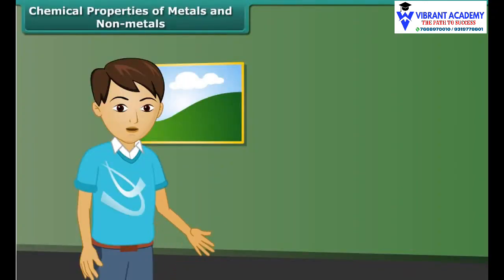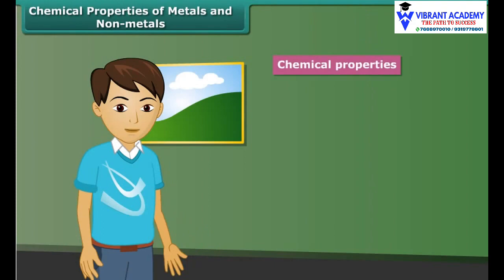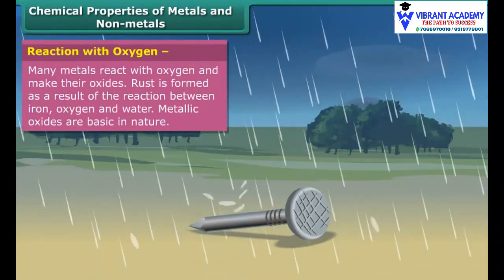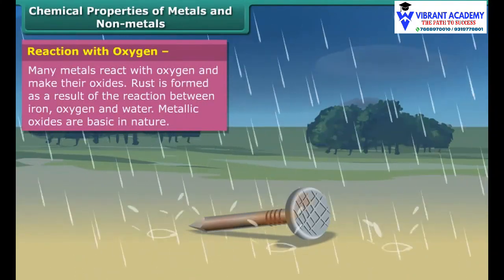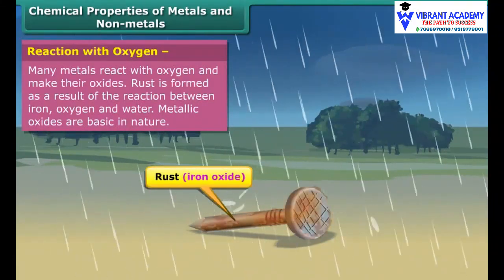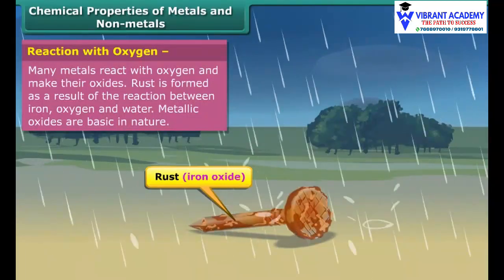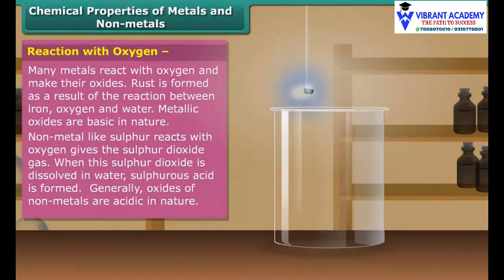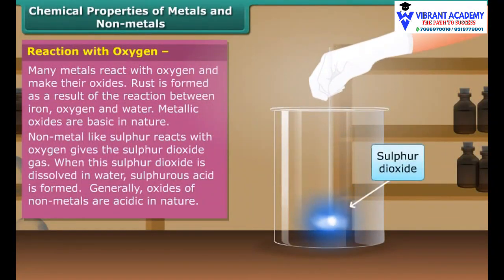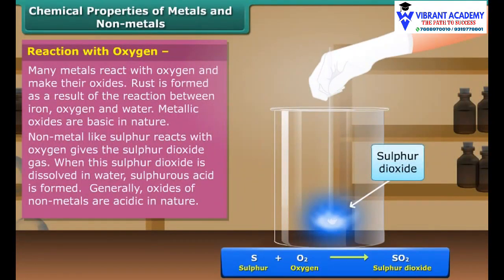Friends, after discussing about physical properties of metals and non-metals, let's know about their chemical properties. Metals like iron, copper, magnesium, etc. react with oxygen and make their oxides. These oxides are basic in nature. Now we talk about the non-metals. Sulfur reacts with oxygen, giving the sulfur dioxide gas. Oxides of non-metals are acidic in nature.